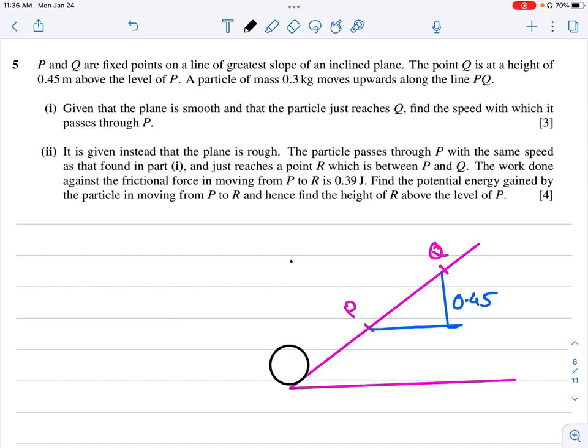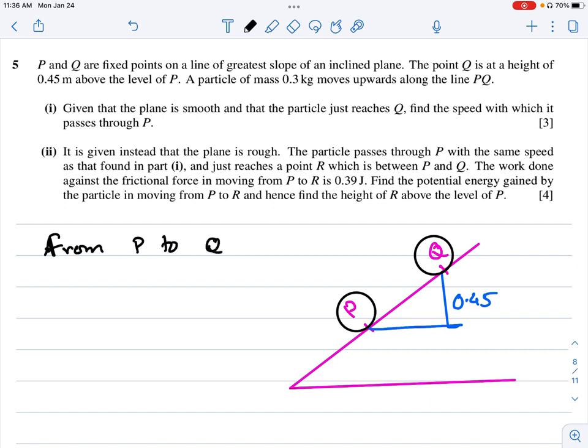So it passes through P. So it is over here. Now it reaches Q and stops there. It just reaches Q. Find the speed with which it reaches this one. So from P to Q.